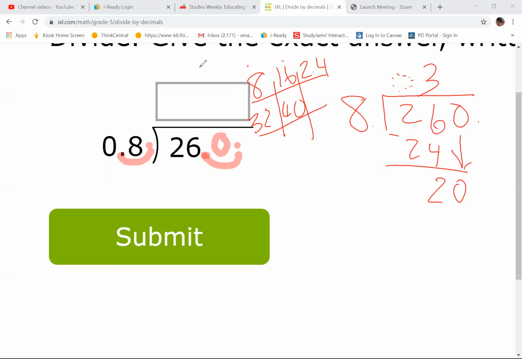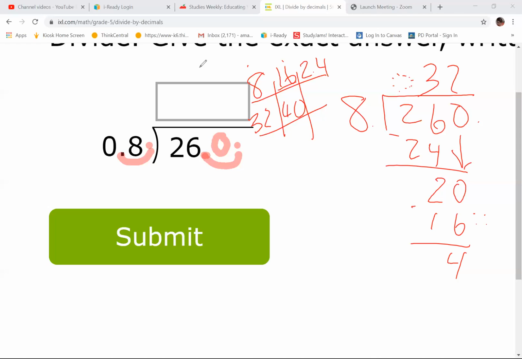8 times what gets me close to 20? It's going to have to be 16. 8 times 2. And when I subtract 20 minus 16, 16, 17, 18, 19, 20, it's 4. So 32 with 4 left over. 32 remainder 4? No. 32 and 4/8? No, it said write as a decimal.